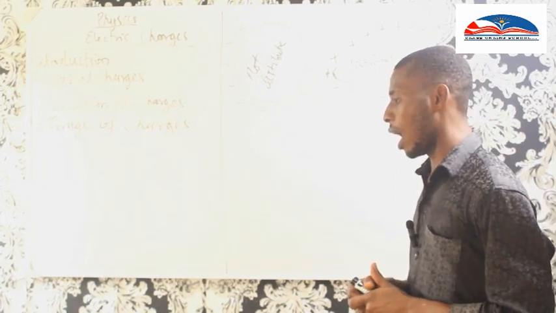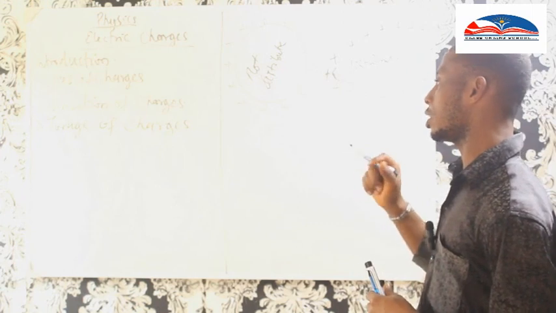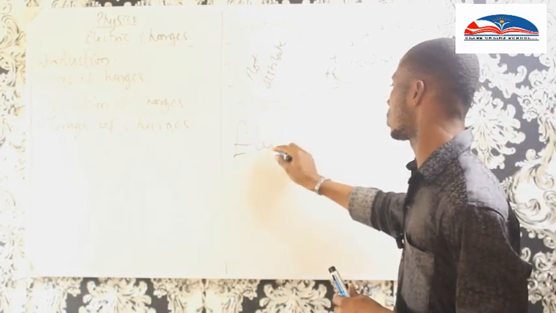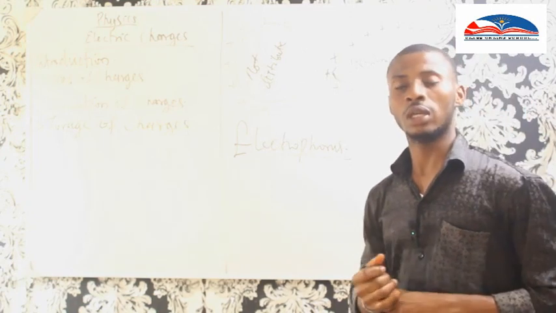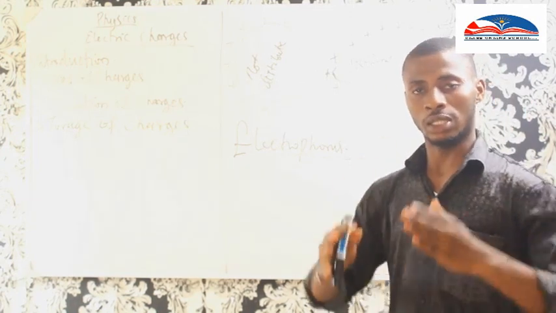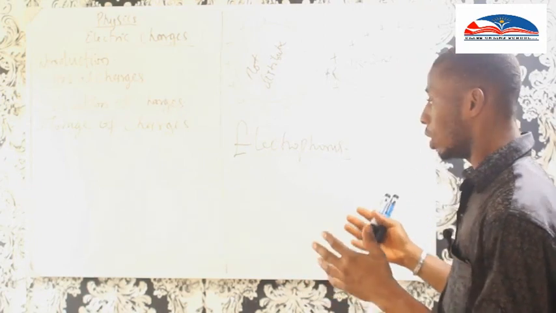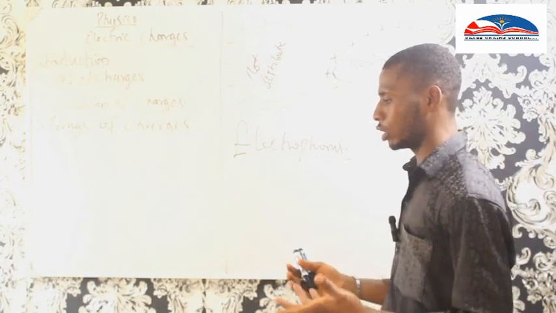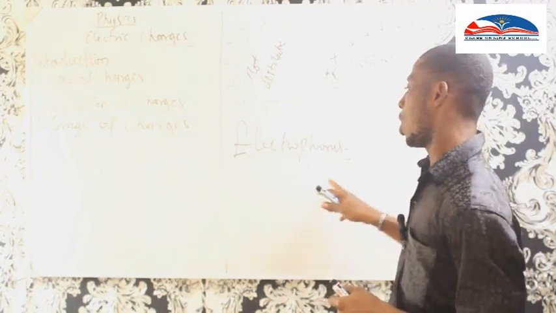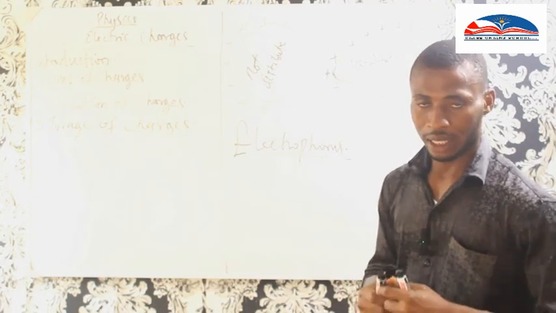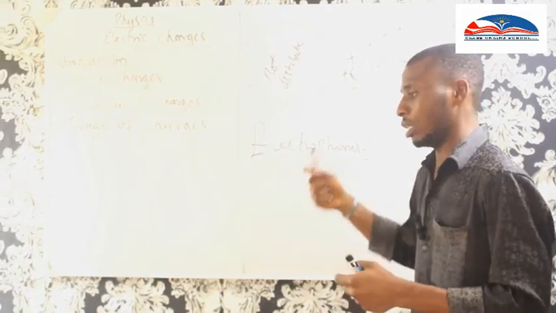So, storage of charges. We have storage of charges, and when we talk about storage of charge, there is a particular instrument that we use in storing charge. We call it the electrophorus. This electrophorus is a storage parcel, a cell used in storing charges, both negative and positive. It is the instrument used in storing charges. Charges cannot be stored in a cell without the help of the electrophorus. A battery cannot store without the help of the electrophorus. So we need the electrophorus to help us store the charges in a cell.